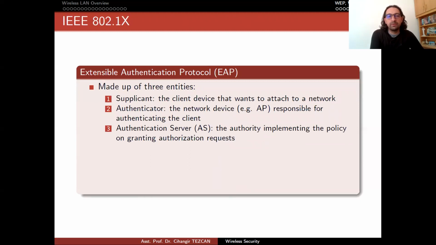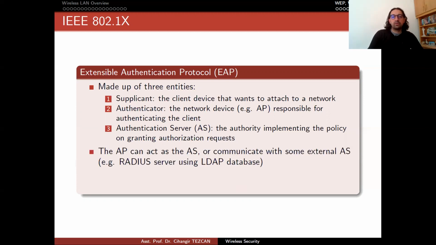It is made up of three entities: the supplicant, which is the client device that wants to attach to a network; the authenticator, the network device, for example, an access point, responsible for authenticating the client; and the authentication server, AS, the authority implementing the policy on granting authorization requests. So sometimes the access point can act as the authentication server or communicate with some external authentication server, for example, a RADIUS server using an LDAP database.